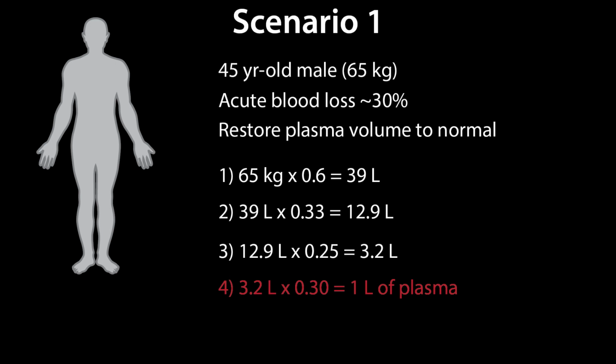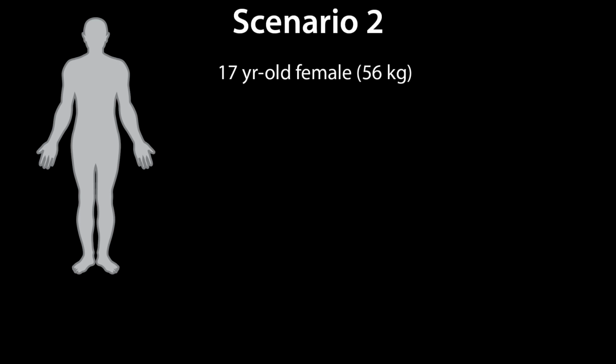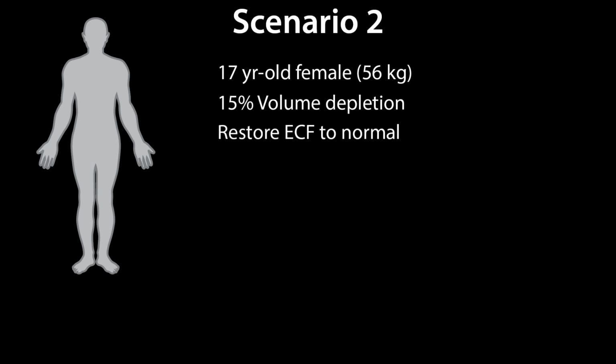Our second scenario involves a 17-year-old female that weighs 56 kilograms. She's admitted to the emergency room following 36 hours of frequent vomiting due to acute gastrointestinal infection. Upon further examination, it's estimated that the patient is volume depleted by 15%. You're given the task of providing the patient fluids intravenously. What volume of fluid will be required to restore this patient's extracellular fluid volume to normal?